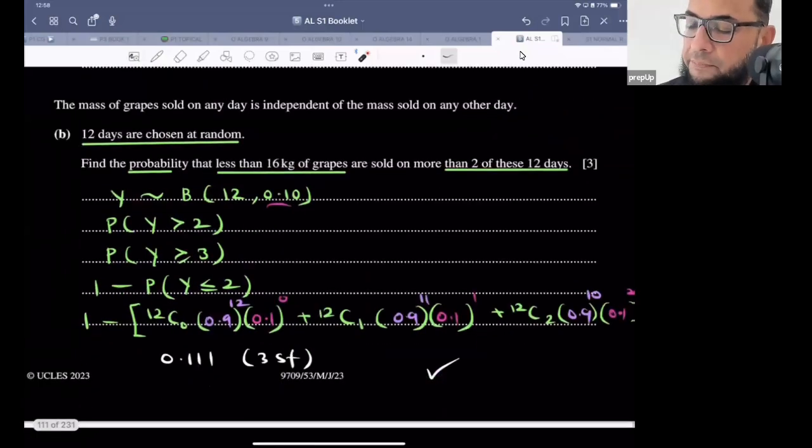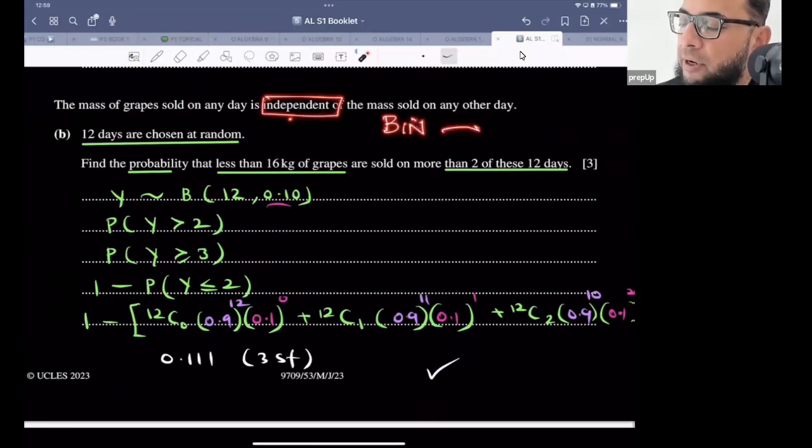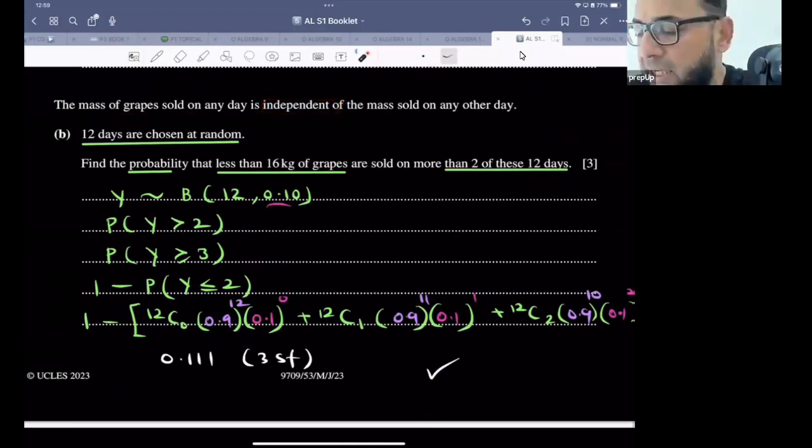The next part, the mass of grapes sold on any day is independent of the mass sold on any other day. Now, why have they mentioned independent? Because when we talk about binomial, we talk about independent trials. How many days we are talking about, that is independent of one another. The number of trials is fixed, the probabilities are fixed, and so on. So that is why they have written this.